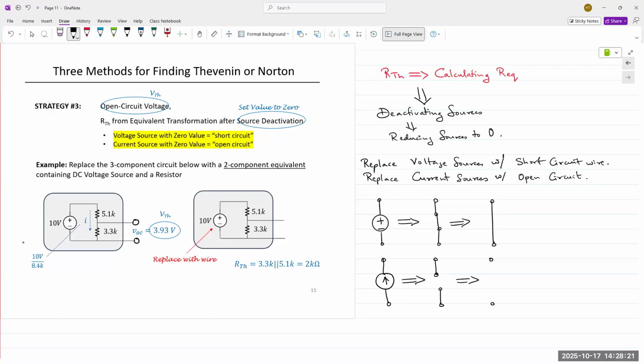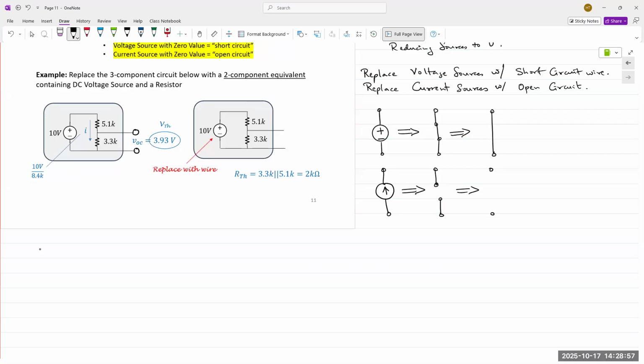And then once you modify the circuit in this manner, the only thing that's left in the circuit are your resistors. And now we can calculate our REQ, right? So all we have left in the circuit are resistors. Then we can now calculate our REQ. And so we'll see how we can do that for the previous example, or this example.